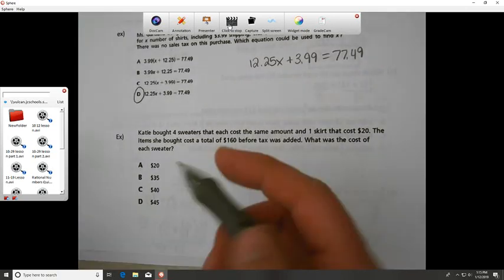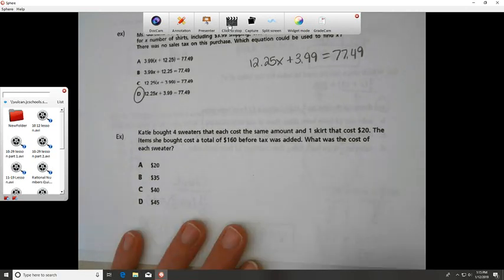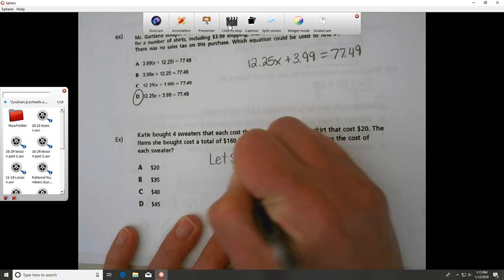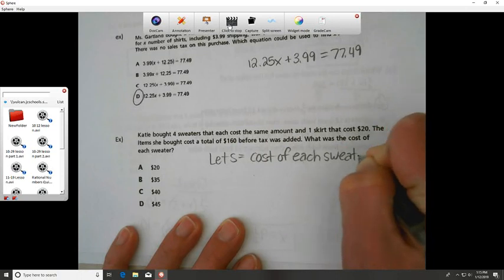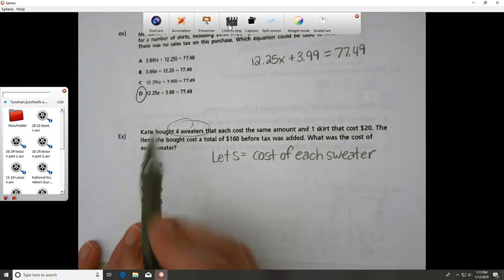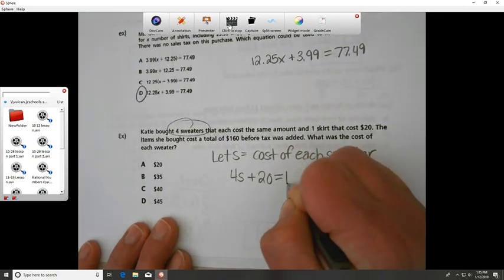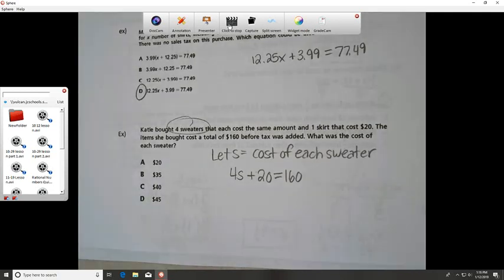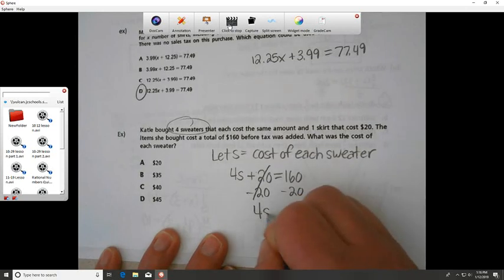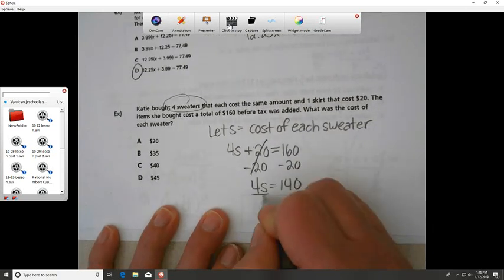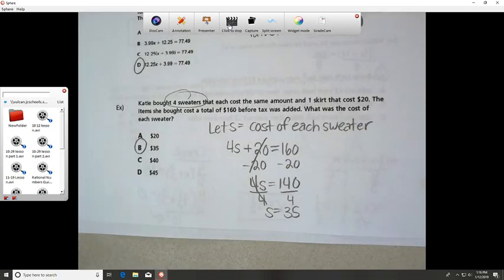All right, so hopefully at this point you've somehow solved this problem. So if you wrote an equation, I'm going to say let S equal the cost of each sweater. So then if I go back, it says there's 4 sweaters, so 4S, plus the 1 skirt for $20 equals $160. So then to solve that, I'm going to subtract the 20 from each side. So I'll have 4S equals 140, and divide both sides by 4, and I get 35. So you should have gotten choice B for that.